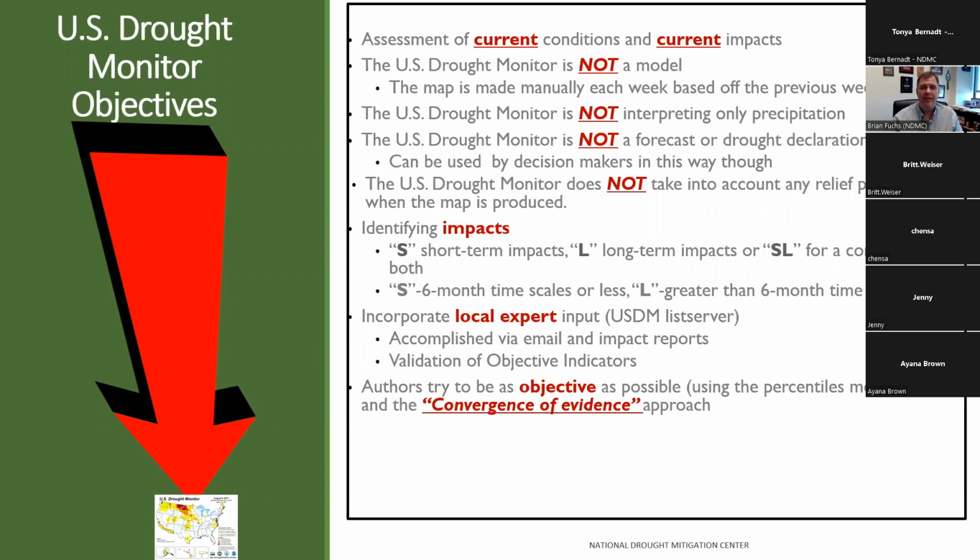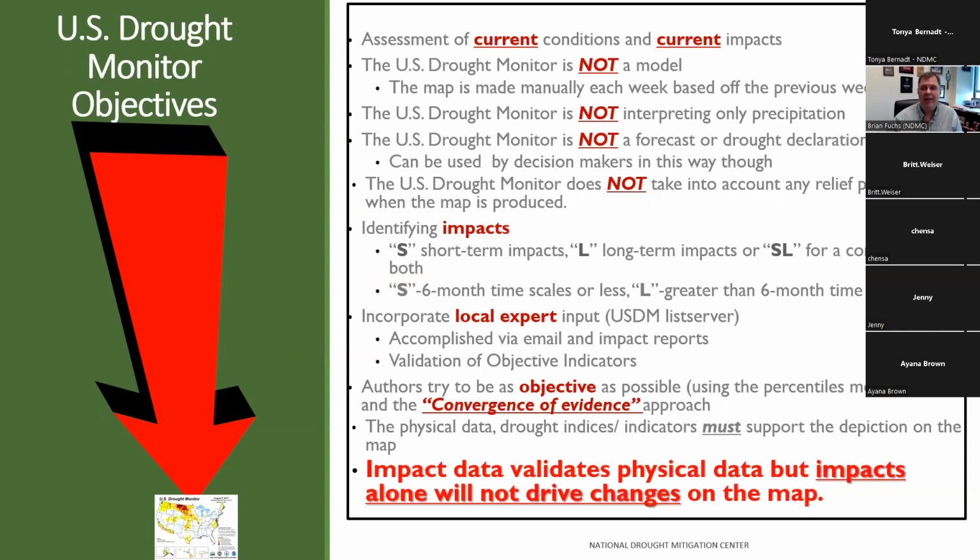Because of the ranking percentiles, it does take into account the local climatology. So the dryness in the deserts of Arizona can be related equally to dryness in Florida, based on percentiles, as we're able to look at all these data side by side. The physical data, drought indices, and indicators must support the depiction on the map. And that goes along with the last point here: impact data validates what we're seeing, but impact reports that we're receiving cannot change the map by themselves. The physical data has to be what's supporting any changes, both worsening or improving on the map.